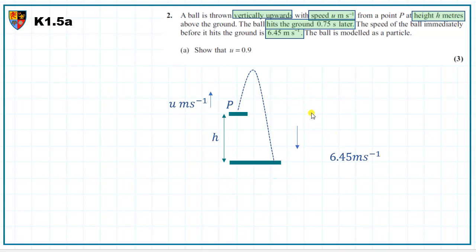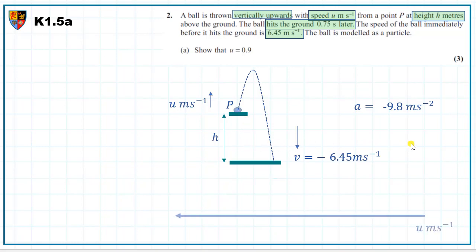But hang on, it's going down, U is going up. Velocity has direction, so if U is a positive value going up, then when we're going down, the final velocity has to be negative. It has to be minus 6.45. We're thinking about this problem from the perspective of going up, that's our direction because that's where we started. That means acceleration due to gravity is minus 9.8 meters per second squared.